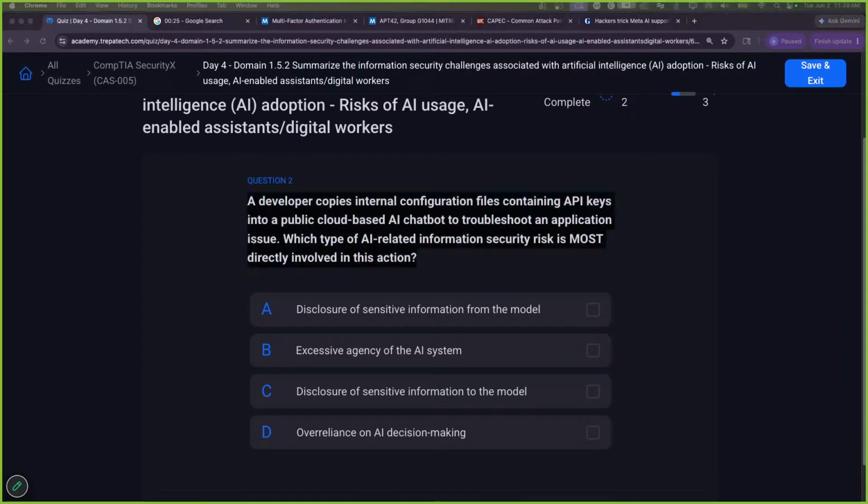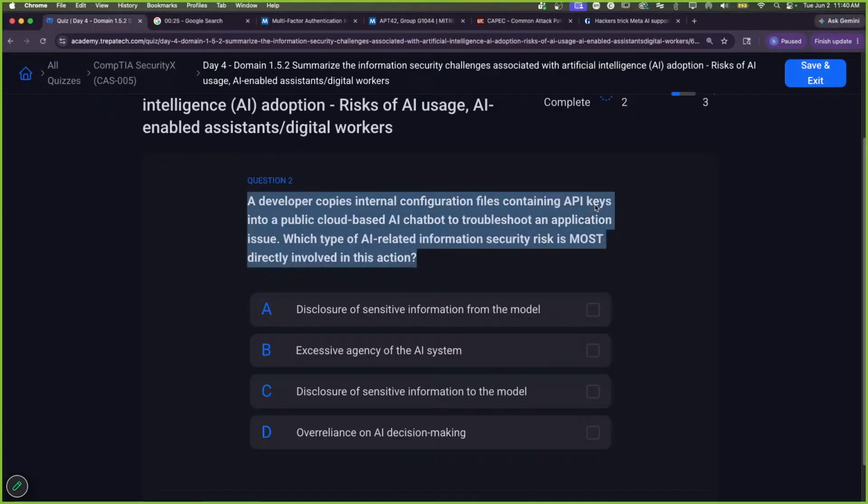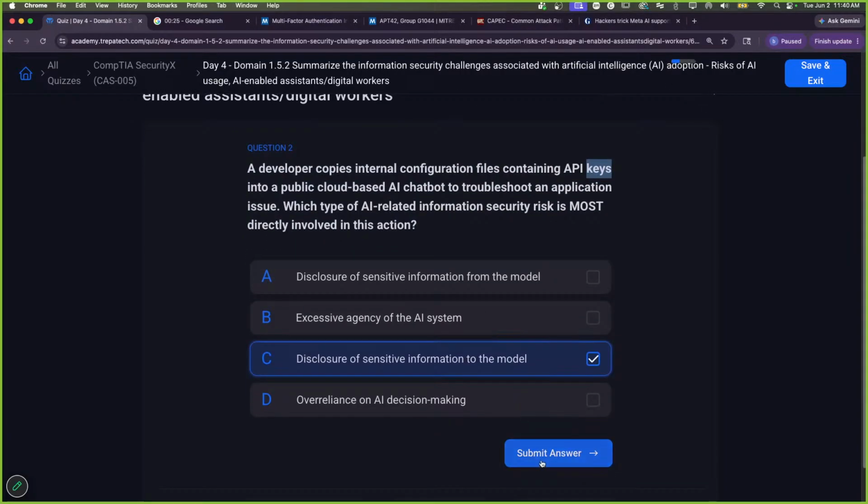Question 2. A developer copies internal configuration files containing API keys into a public cloud-based AI chatbot to troubleshoot an application issue. Which type of AI-related information security risk is most directly involved in this action? So we copied internal configuration files of our API keys. Oof. So that's disclosure of sensitive information to the model.